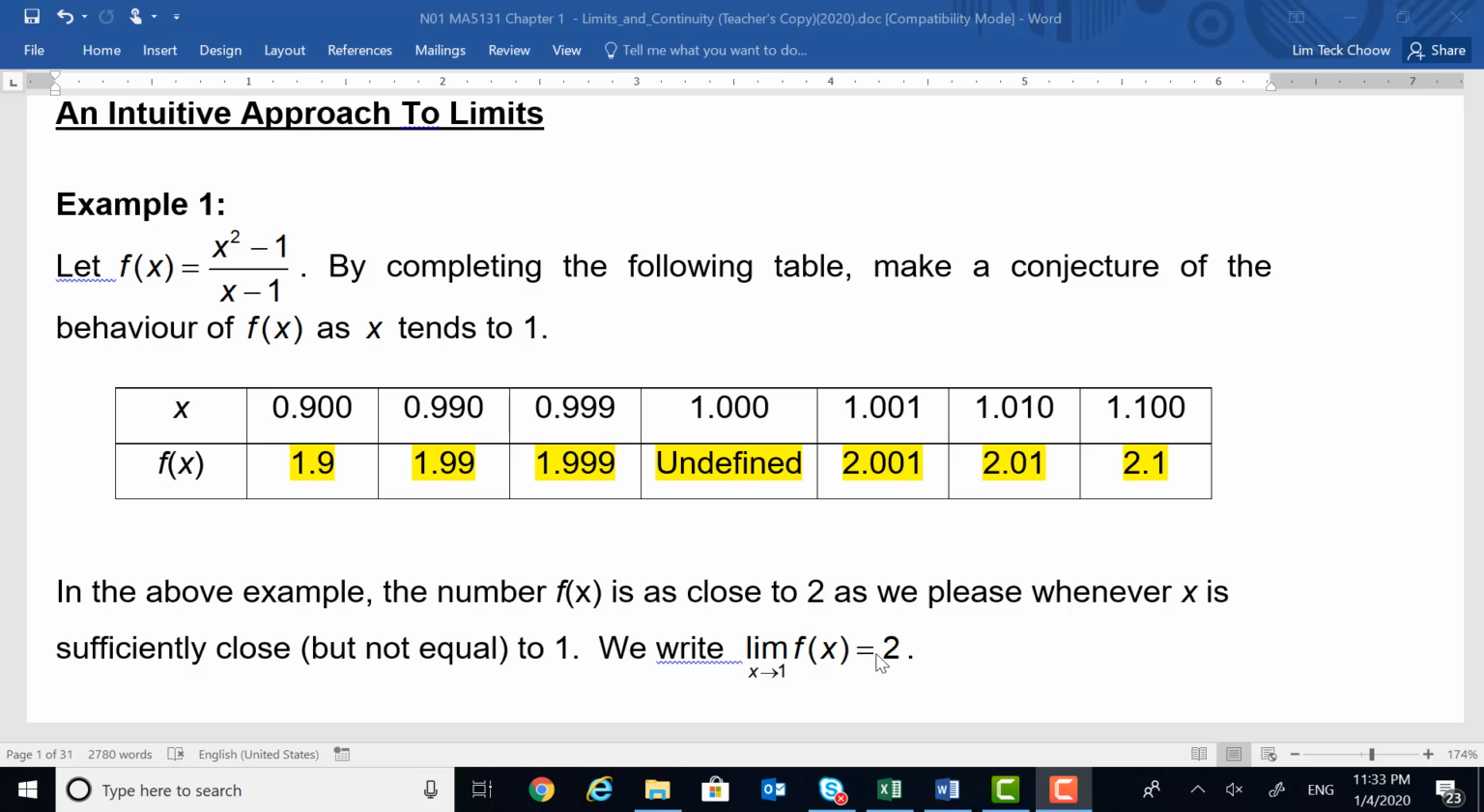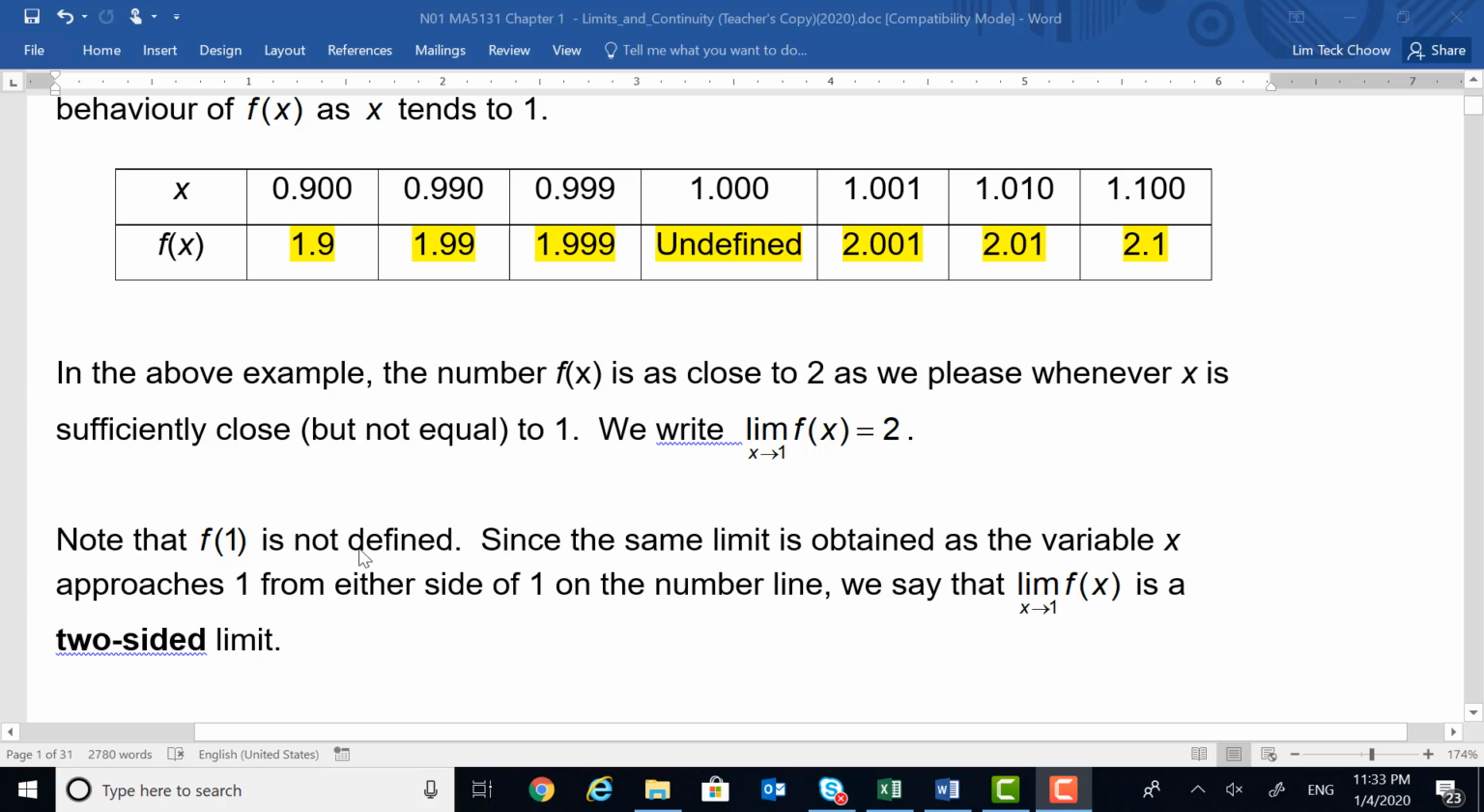So this equality must be carefully read. It doesn't mean that f(x) equals 2. It only says that when x goes towards 1, the function f(x) goes towards 2. Of course, f(x) could potentially have been 2 itself, but this is not what the statement is trying to say. This statement is trying to say that f(x) will approach 2 as x approaches 1.